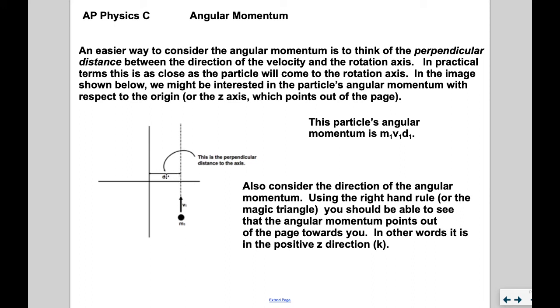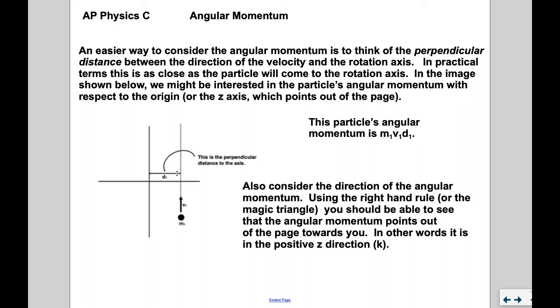We want to know its angular momentum with respect to the origin, or effectively with respect to the z-axis, which points out of the page towards you. We can see that the line of action of m1's velocity comes within a distance d1 of the origin. So this perpendicular distance here is the one that matters in terms of the angular momentum that this particle has.